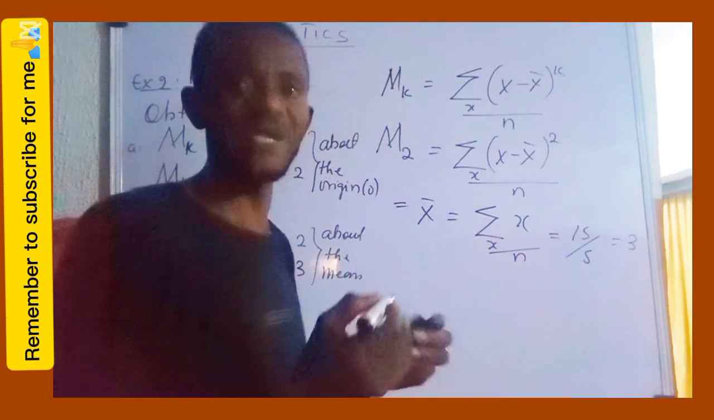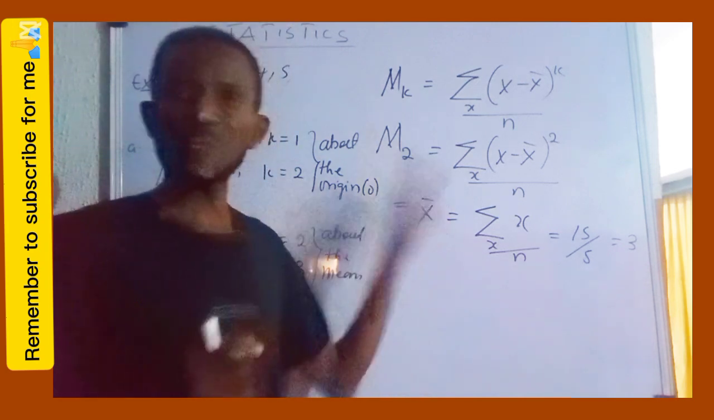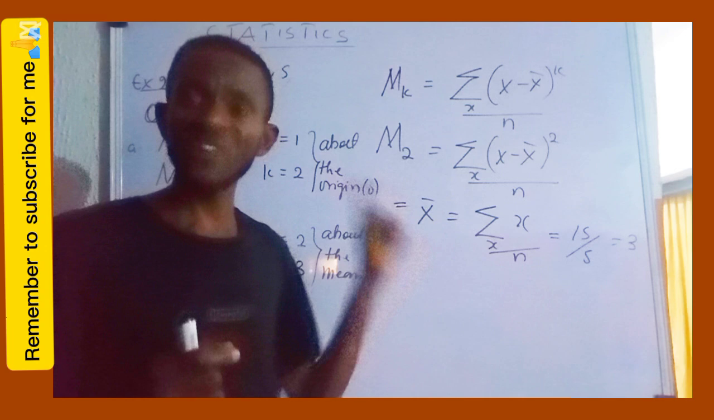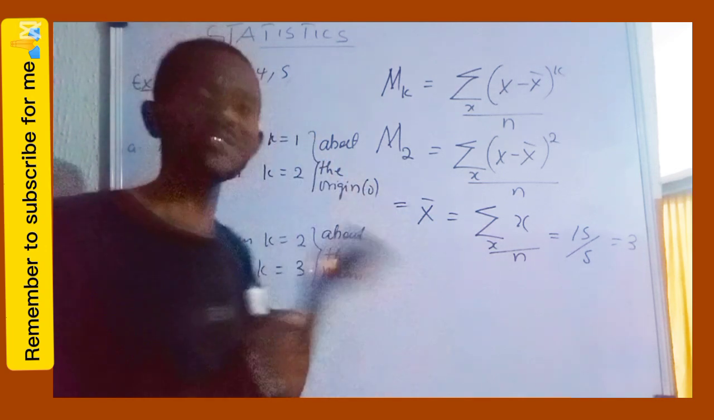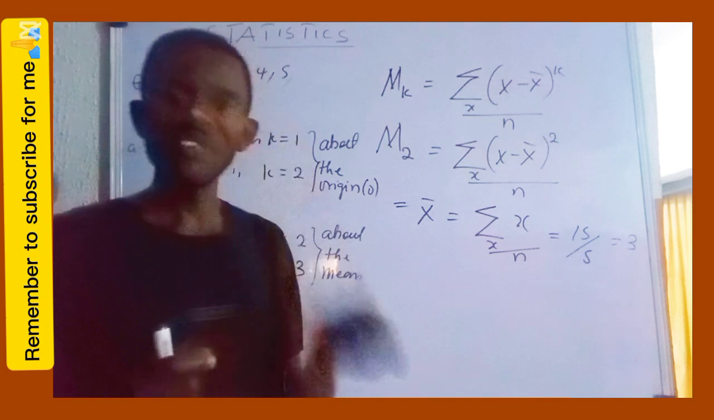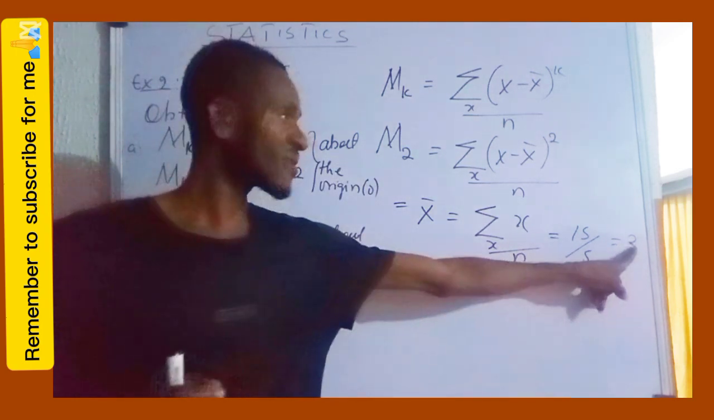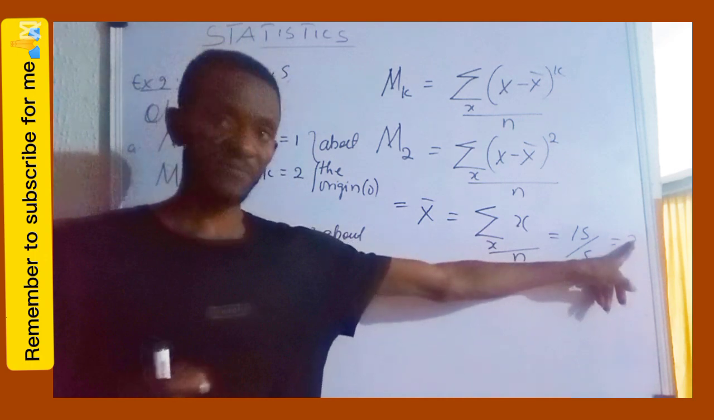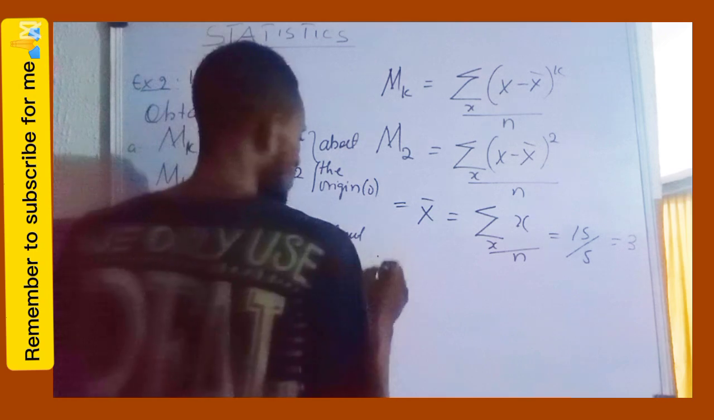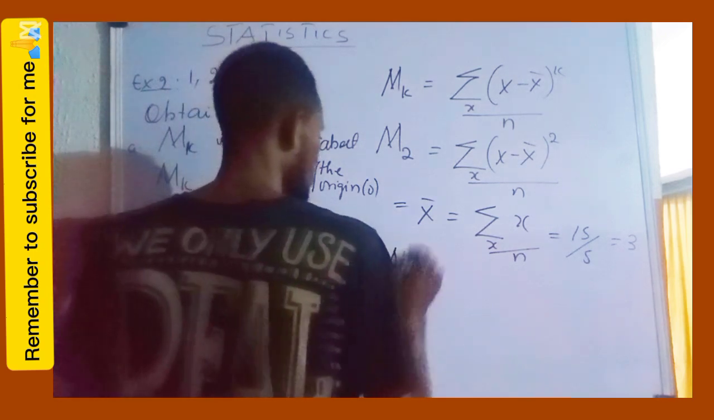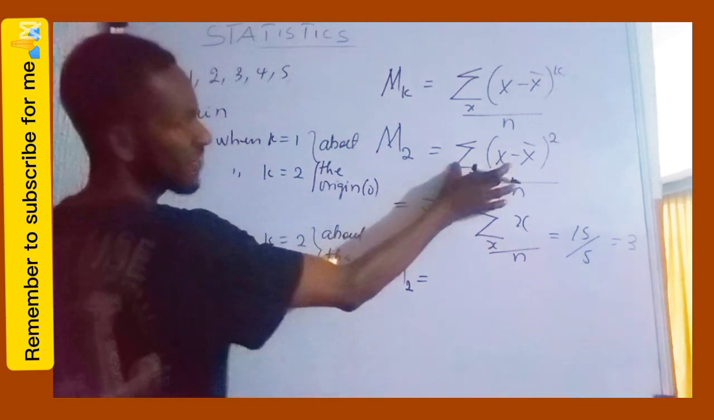Which of course is in agreement with what we had earlier when we looked for the first sample moment about the origin 0. That was why we said that the first sample moment about the origin 0 is the same thing as the mean of that observation. Remember, we had a 3 and we are still having that 3 here. So we want to use this now to find this. So we now say therefore that our m subscript 2 is given as... Look at the formula.